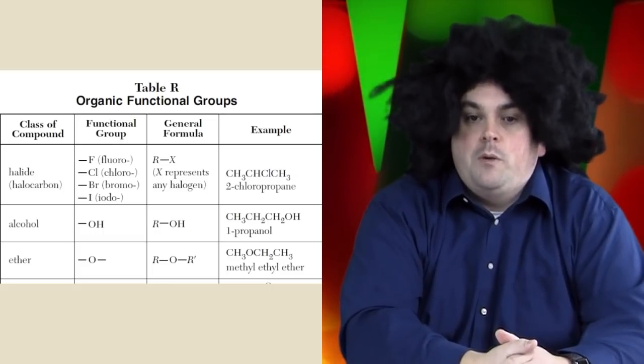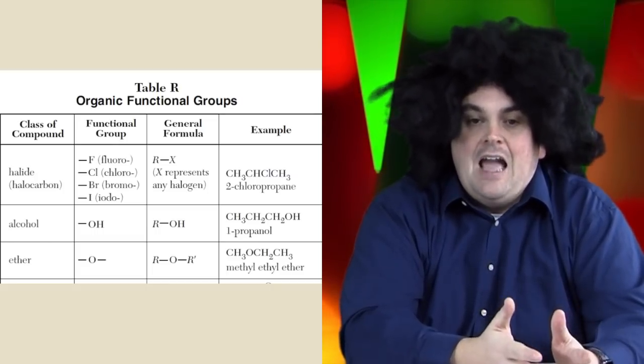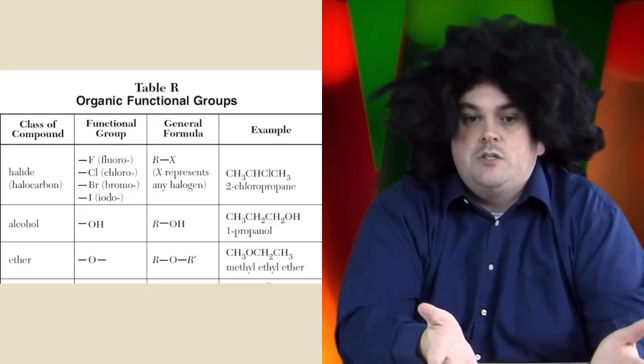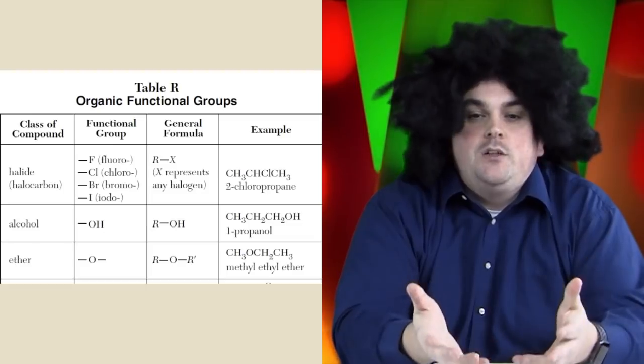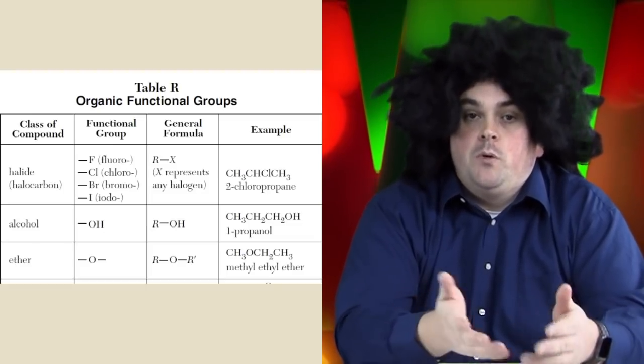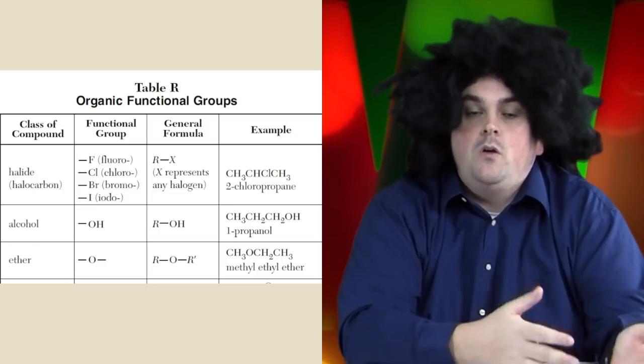The general formula will always have an R attached to that functional group, and the R just represents a hydrocarbon chain. There's an example that includes both a condensed structural formula and a name, so it can help you going both ways, either into the structural formula or into the name.